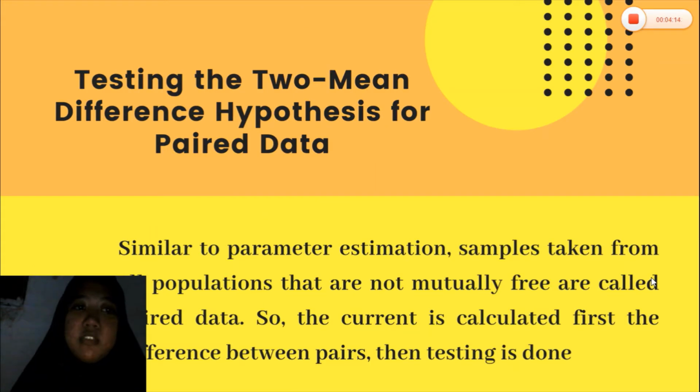Testing the two mean difference hypothesis for paired data. Similar to parameter estimation, samples taken from populations that are not mutually independent are called paired data. So first the difference between pairs is calculated, then testing is done.